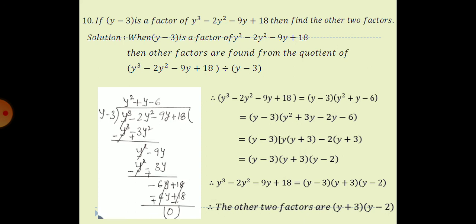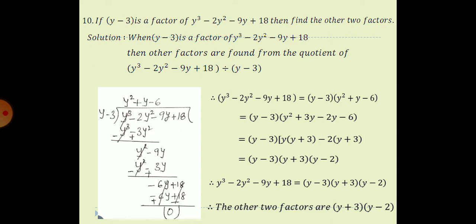Another question is, if y minus 3 is a factor of y cube minus 2y square minus 9y plus 18, then find the other two factors. We know that because the dividend is a third degree polynomial, it will have 3 factors or 3 zeros. One of the factors is given to you. You have to find the other factors. One factor is y minus 3, and the remaining 2 factors you have to find here.